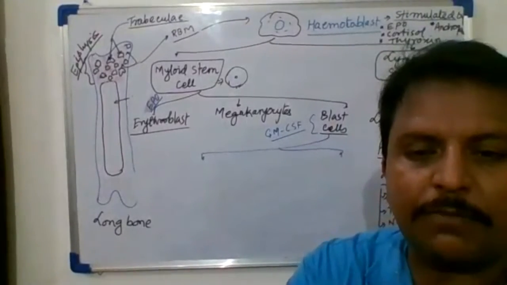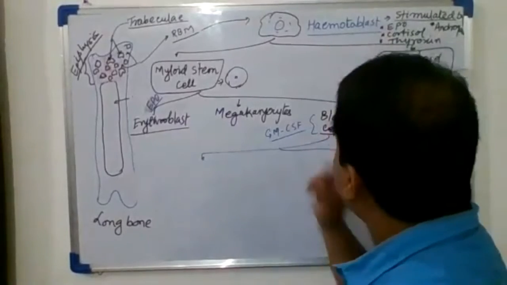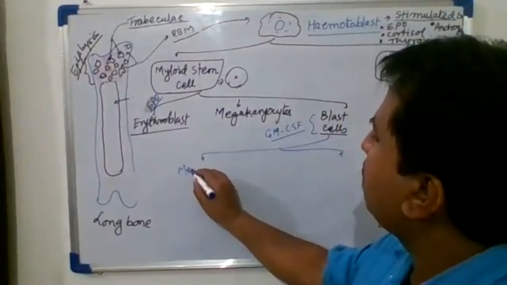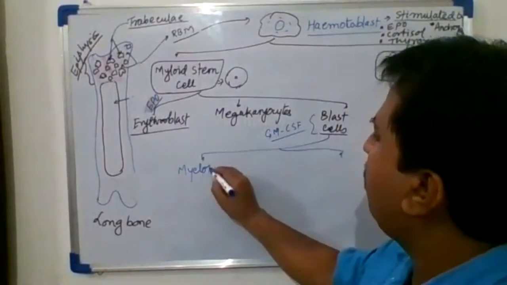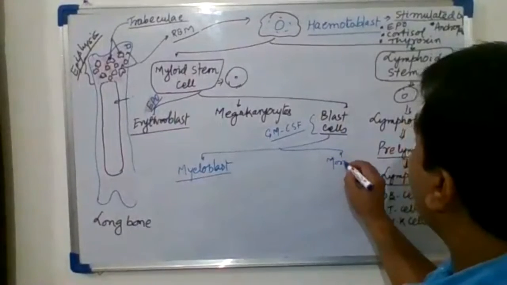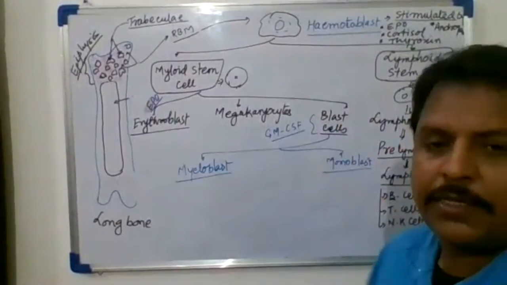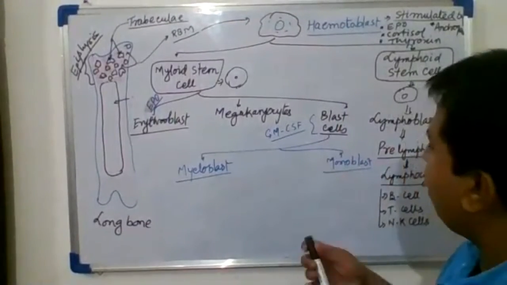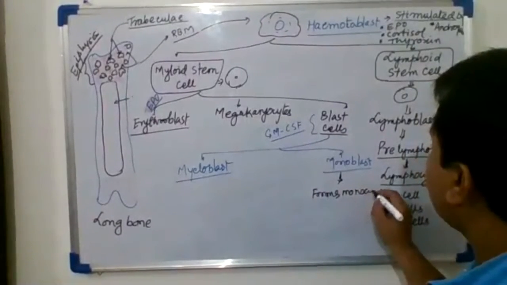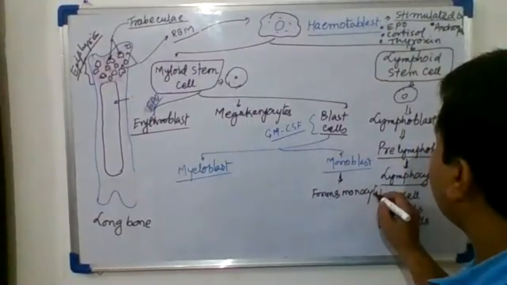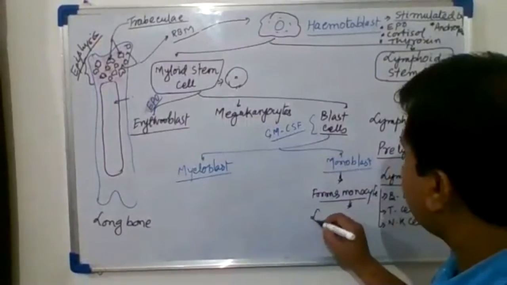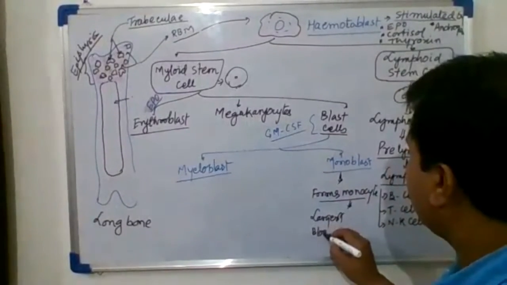So this will form two different types of cells. First is known as myeloblast, and the second one is monoblast. As the name depicts here, listen. Monoblast will form monocyte. And monocyte is the largest blood cell.